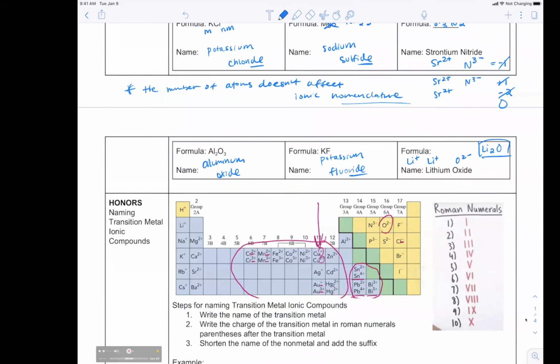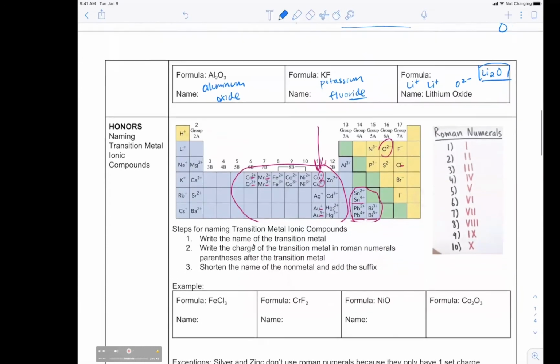Now it gets a little bit trickier when we're going to talk about the transition metals. So remember, the transition metals are this block here. And it gets a little bit confusing. And the reason why is because if you look at all your other elements, they have set charges. So they only have one charge that they generally gravitate towards, right? Like all the halogens will be -1. Everything under oxygen will be -2. All your alkali metals will be +1, etc.